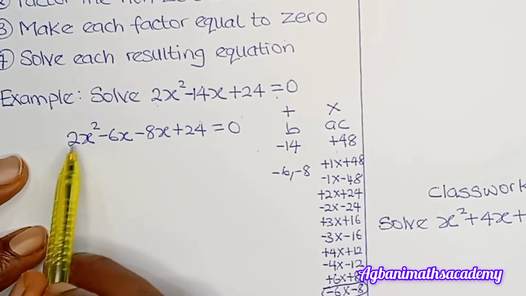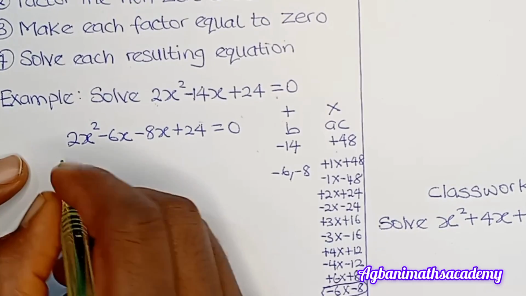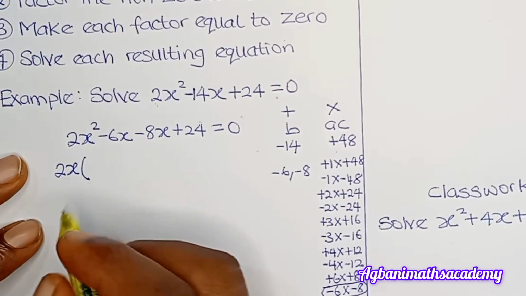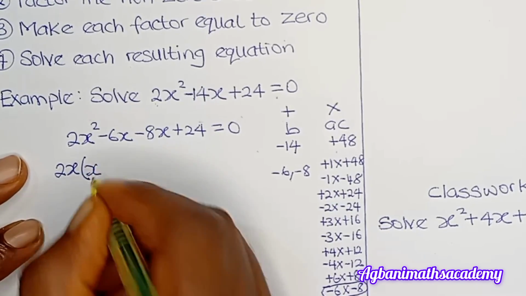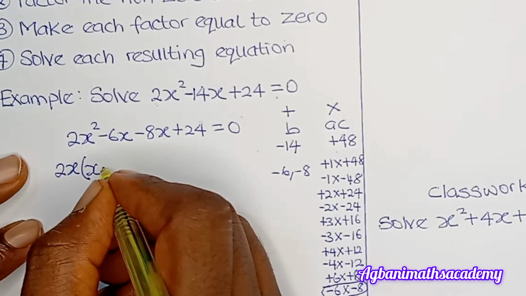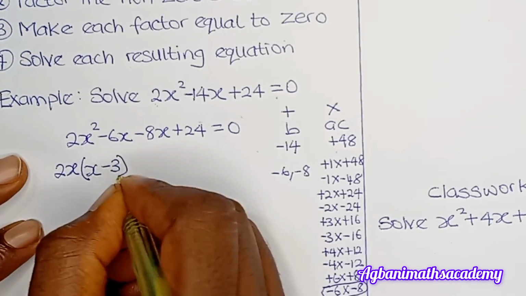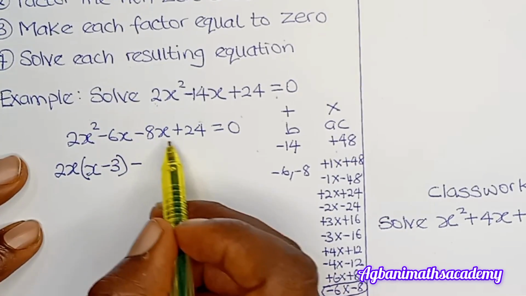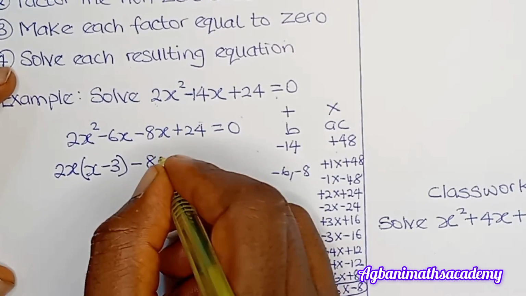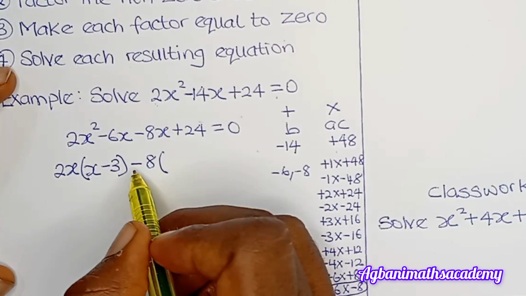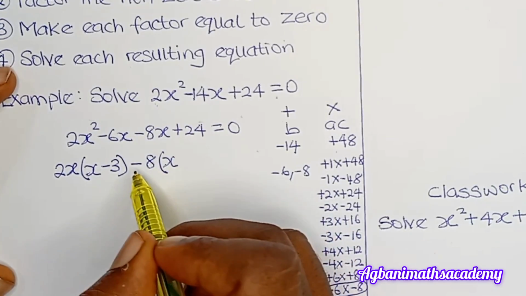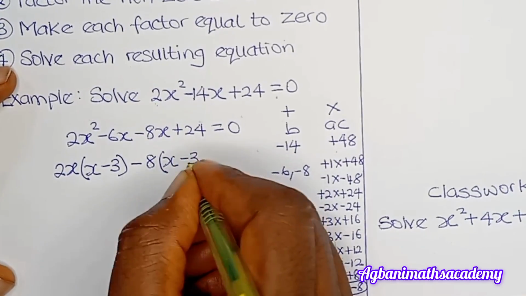Within these two, what is common? 2x is common, so we'll bring it outside the bracket. 2x squared divided by 2x will give us x. Minus 6x divided by 2x will give us minus 3. Then minus 8x and plus 24. What is common? 8 is common. So now we have minus 8x divided by minus 8, which will give us x. Plus 24 divided by minus 8 will give us minus 3.